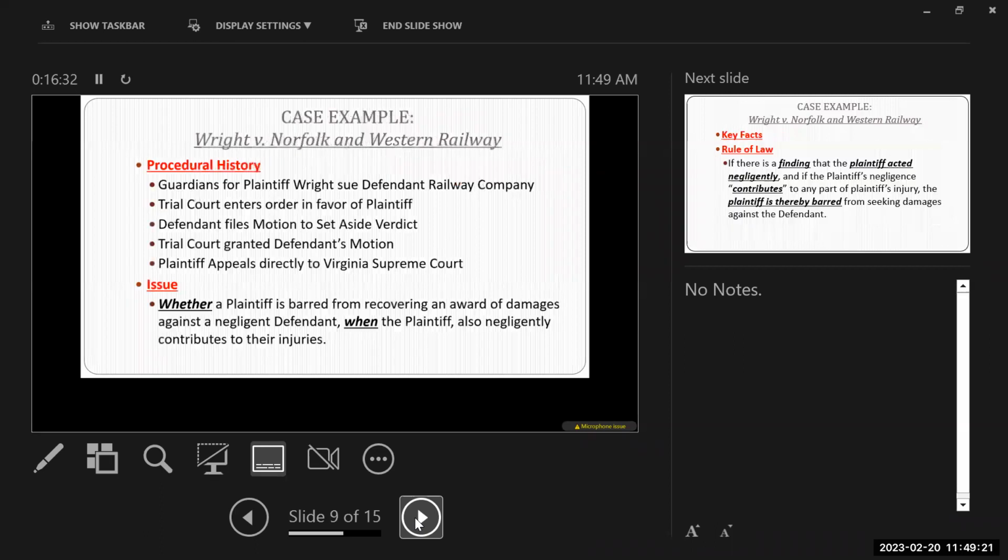Go into a case and let's walk through the case together. This is a case that you've briefed. This is a case that you've turned in. This is a case that I will grade because, as I explained on Monday, first day of class, I grade briefs.